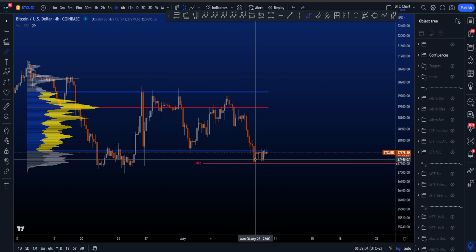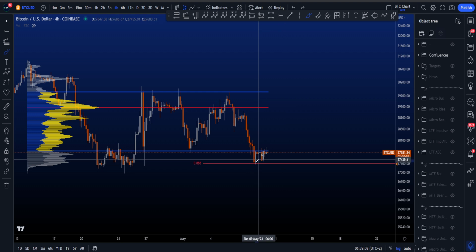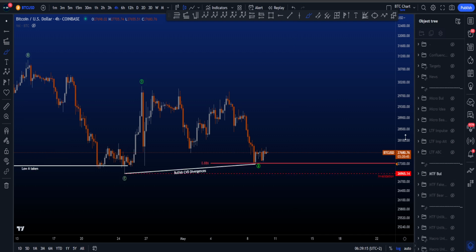Usually with an 886, I prefer to hit it once before continuing to the upside instead of hitting it twice before continuing. But of course, that's a preference. I don't control price, as no one does, I suppose.